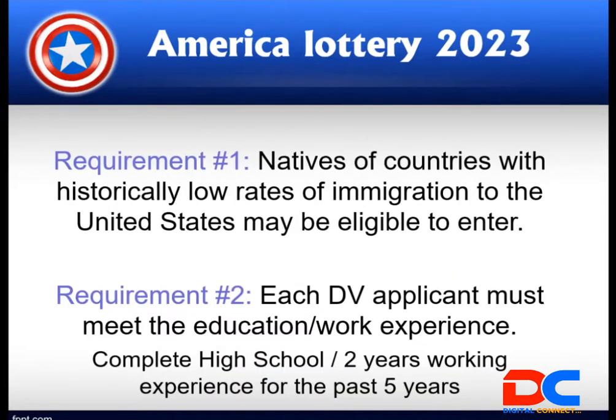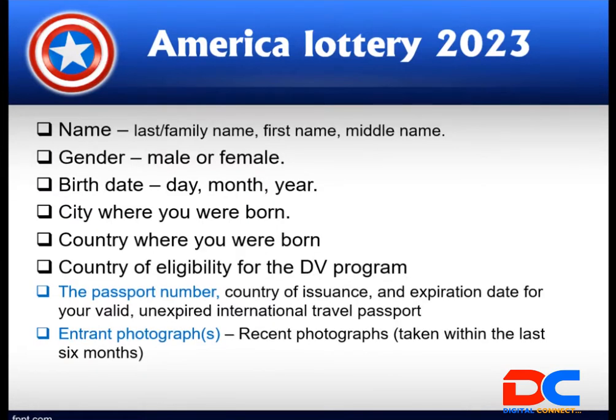So let's proceed. Here we are looking at the requirements. What requirements are they looking for before you submit your entry? First of all, you have to be a native of a country that has low immigration to the United States for the past 5 years. The second requirement, you have to meet the education and work experience. At least you have to complete high school, or what we call here senior high school, and then you have 2 years working experience for the past 5 years. If you meet this requirement, you can easily apply for the lottery.